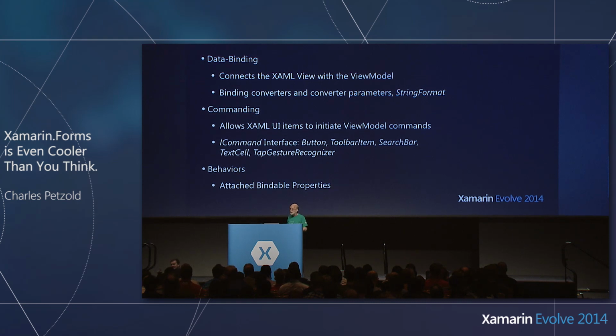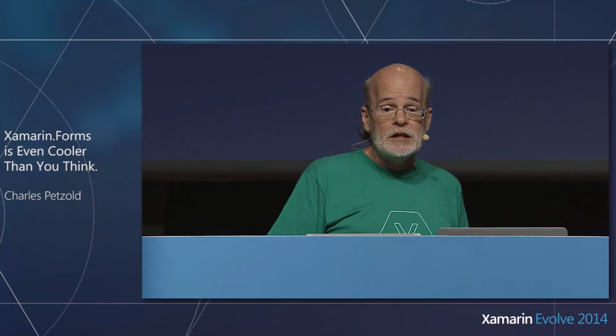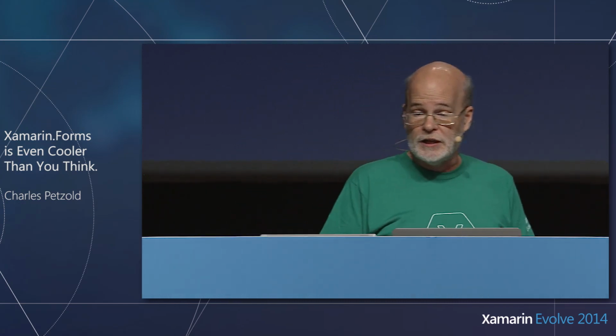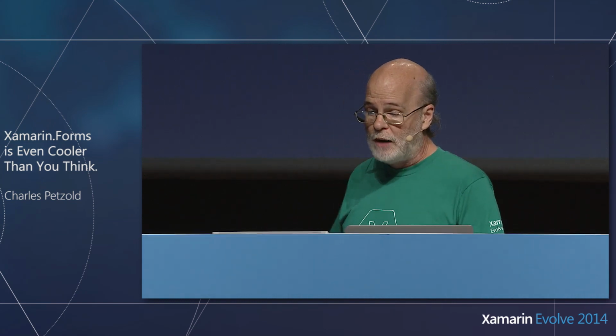Sometimes commands can be triggered in the view model. And for that purpose, Xamarin.Forms supports commanding, which lets you link user interface objects, such as buttons or toolbar items, with command methods in the view model. Although it's not quite as explicit as data binding and commanding, Xamarin.Forms also has some infrastructure support for behaviors, which involves attaching new functionality to existing user interface objects. Now, this infrastructure support are things called attached bindable properties.